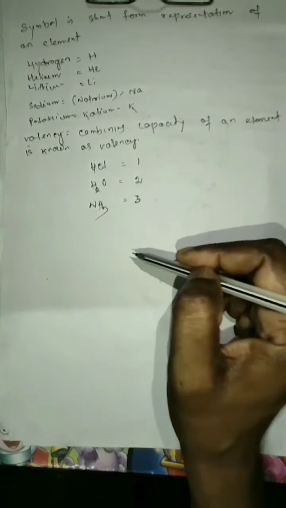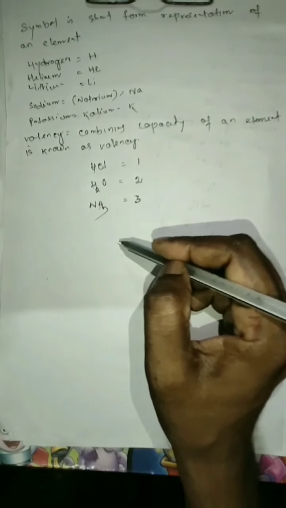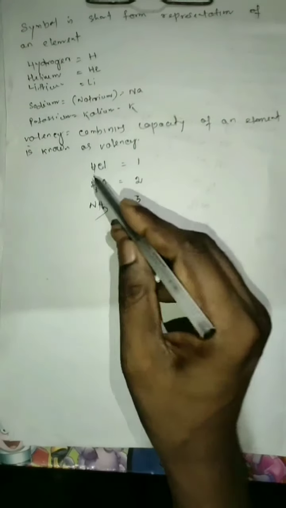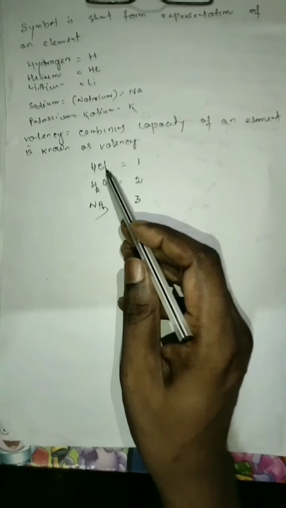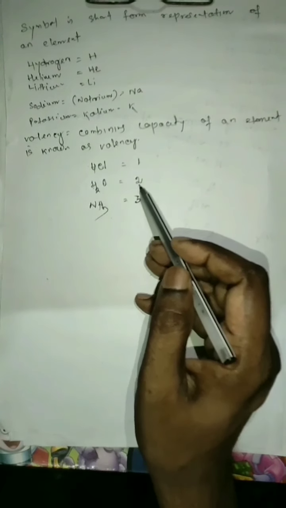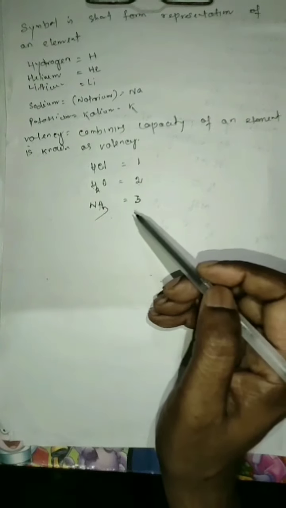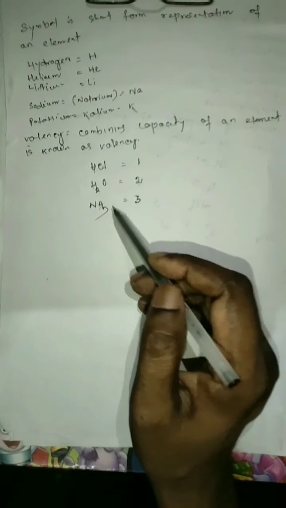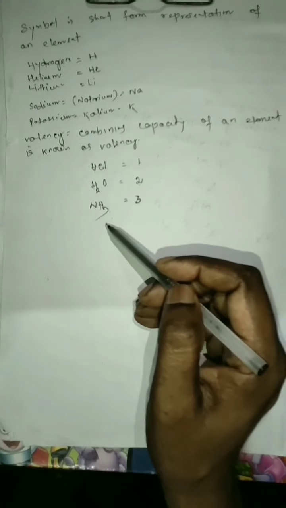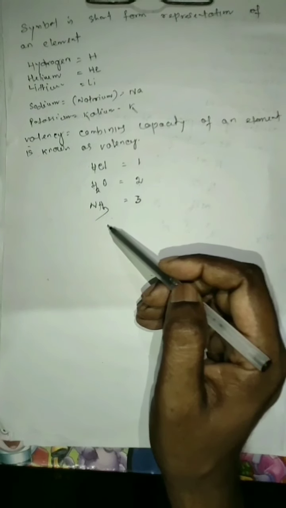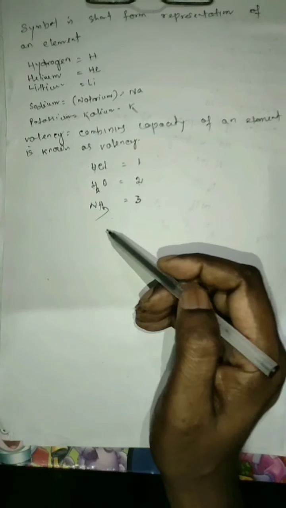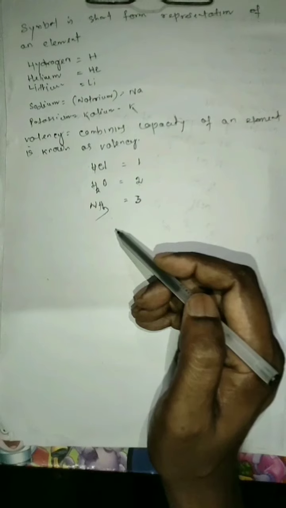So 3 compounds are given and 3 different elements, with 1 common element, hydrogen. With reference to that hydrogen atom, the valency of chlorine is 1, the valency of oxygen is 2, the valency of nitrogen is 3. Okay. So the problem arises: some elements do not combine with hydrogen. How do we determine their valency? This is the second problem which arises.